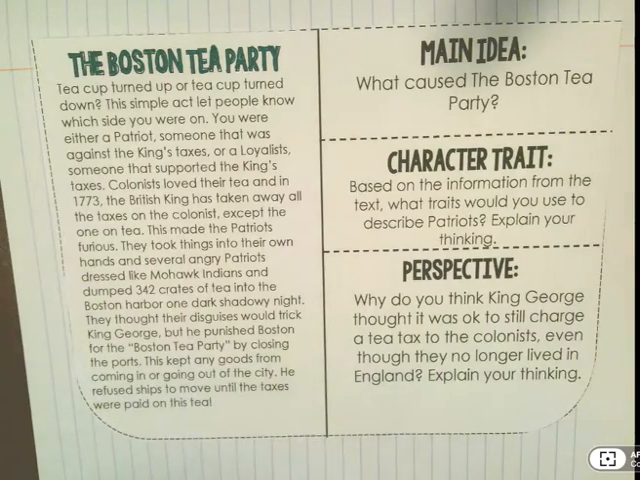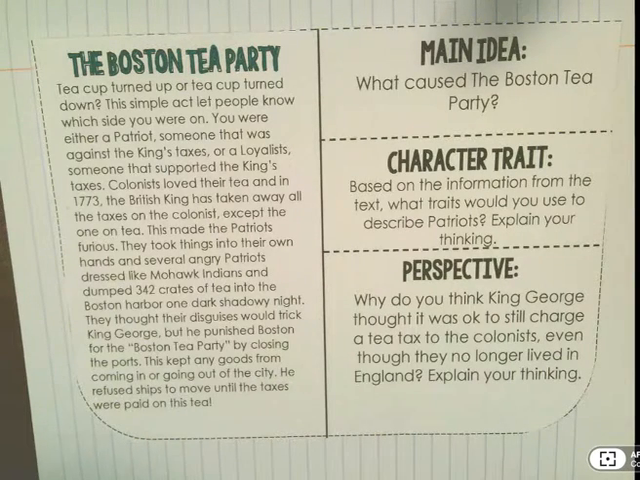The Boston Tea Party. Teacup turned up or teacup turned down. This simple act let people know which side you were on. You were either a patriot, someone that was against the king's taxes, or a loyalist, someone that supported the king's taxes. Colonists loved their tea, and in 1773, the British king has taken away all the taxes on the colonists except the one on tea. This made the patriots furious.